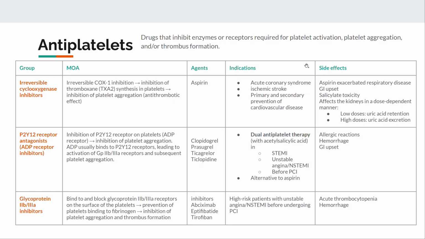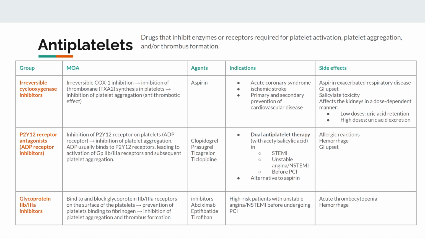Antiplatelet drugs are drugs that either block enzymes or receptors to prevent platelet activation, aggregation, and to basically stop the platelet plug forming in the first place. If you stop the platelet plug forming, you can then prevent the clot forming because there's nothing for fibrin to stick to.